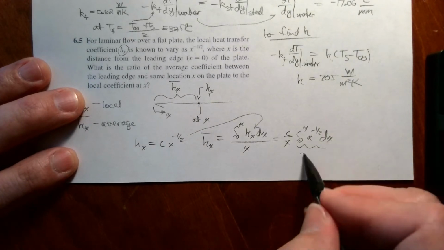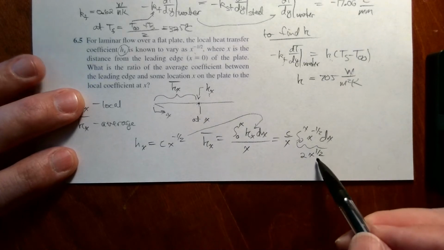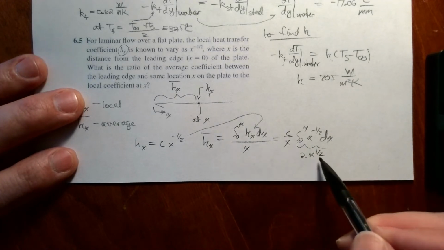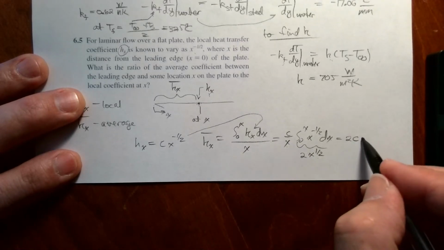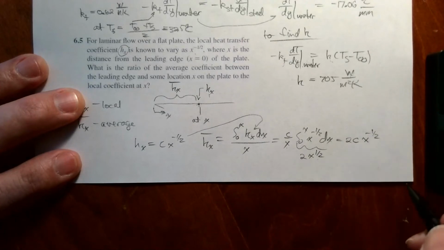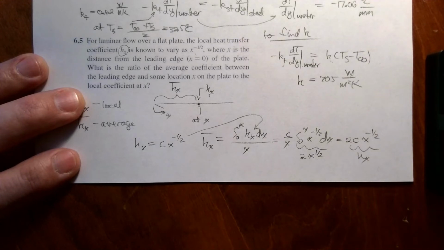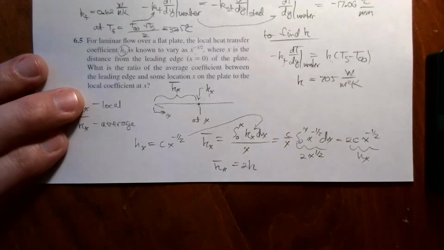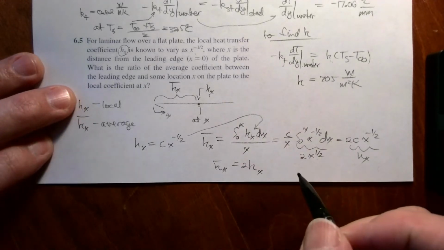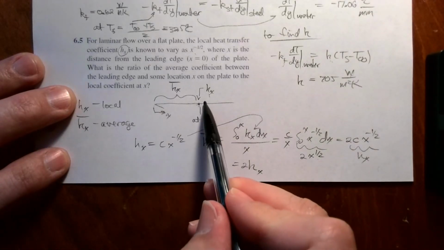If you integrate this, it's 2X to the 1/2 after you evaluate the limits from 0 to X. Now the X in the denominator cancels with one of these, so I end up with 2 times C times X to the minus 1/2. And so this is just Hx again. So h bar is equal to 2 times the local value at the end. The average between there and there is twice the value of h here.